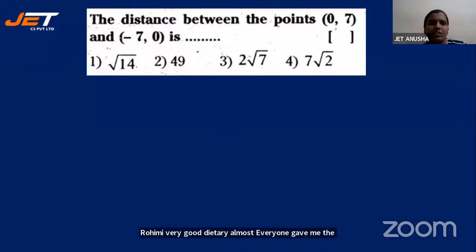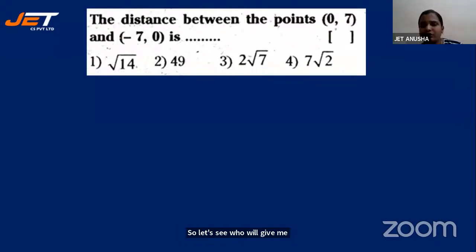So the next question. The distance between the points (0, 7) and (-7, 0) is square root of 14, 49, 2 root 7 and 7 root 2. So let's see who will give me the correct answer.